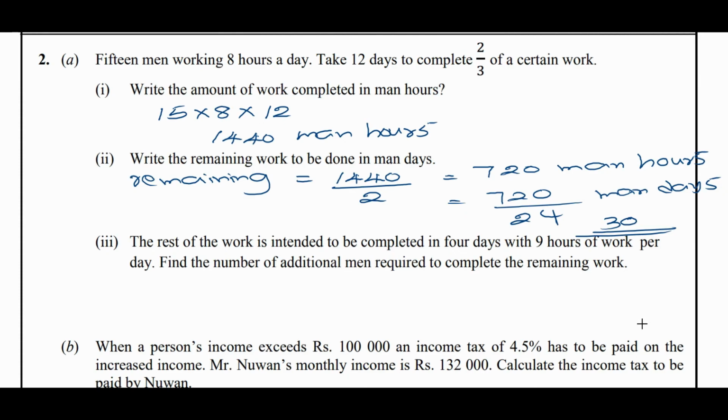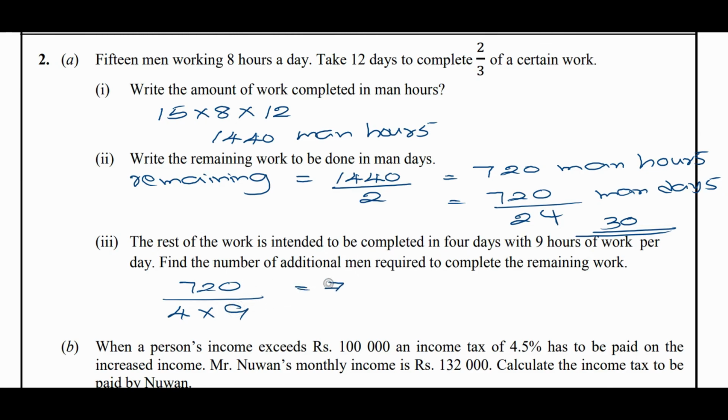Question number 3. The rest of the work is intended to be completed in 4 days with 9 hours of work per day. Find the number of additional men required to complete the remaining work. Right. We have 720 man hours of work. It has to be done using 4 days with 9 hours of work. Therefore, 720 should be divided by 4 times 9.